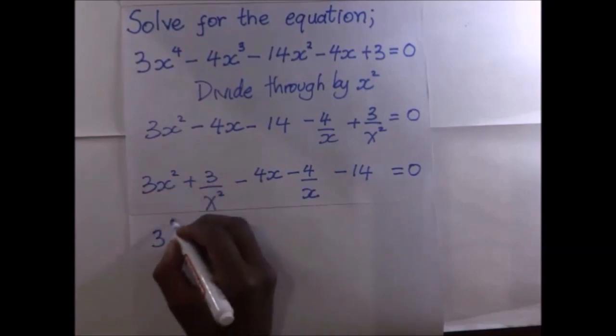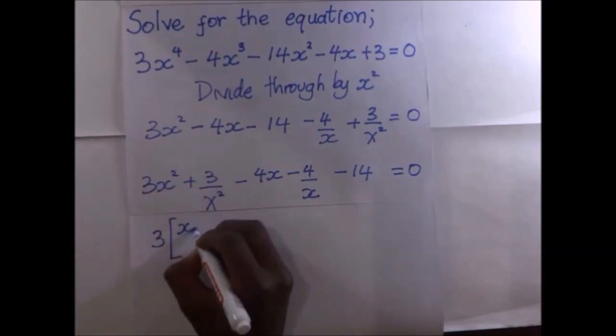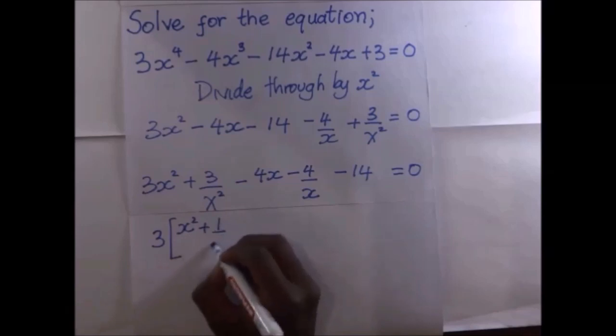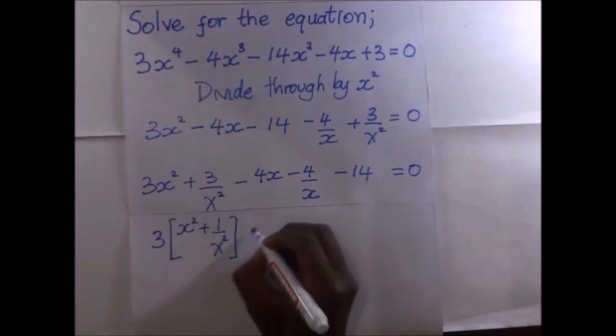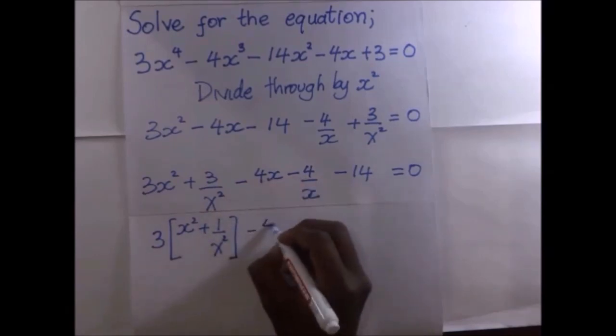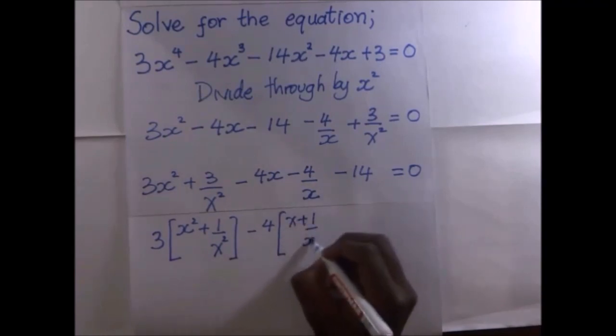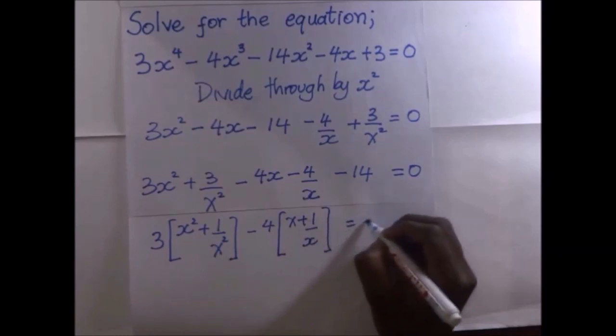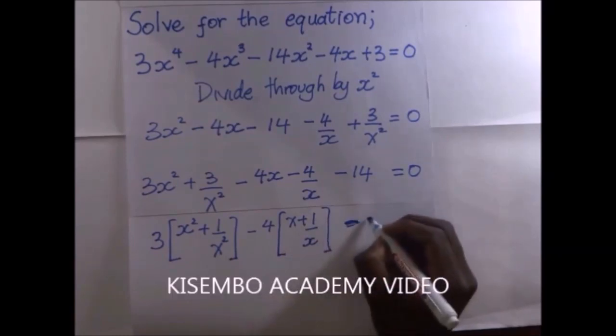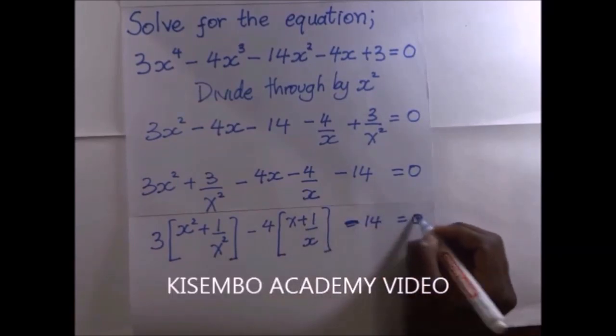3 is the common term. 3 into x squared plus 1 over x squared, minus 4 is the common term here, into x plus 1 over x, is equal to minus, that is minus 14, is giving us 0.